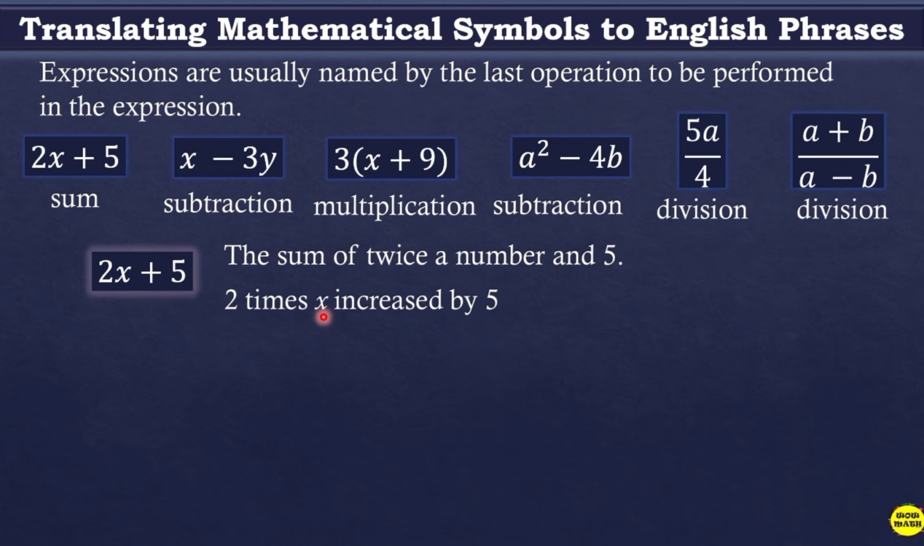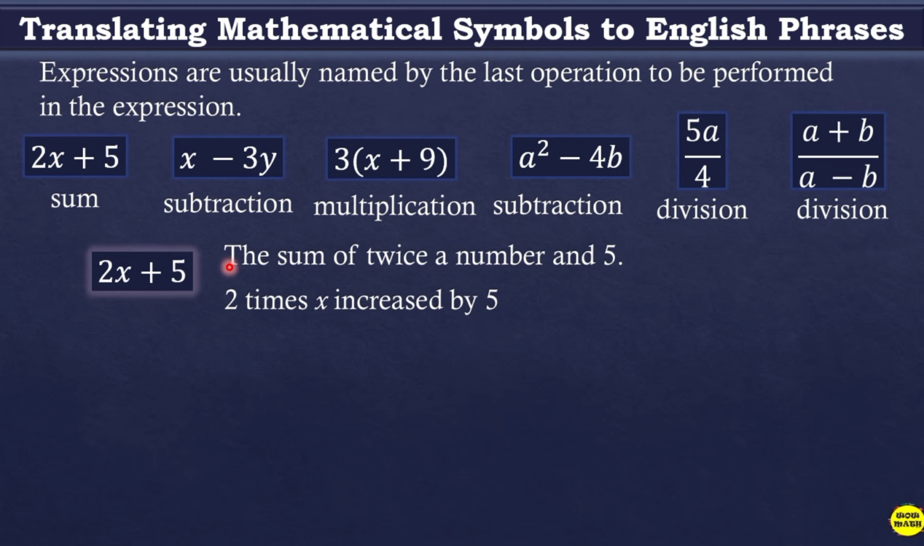2 times x. Pwede kang gumamit ng a number, pwede naman since given yung variable, lagay mo na. So, 2 times x increased by 5. Dalawa lang po ito sa napakaraming ways ng pag-translate ng 2x plus 5. So, I will just give 2.